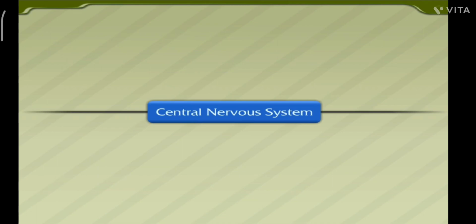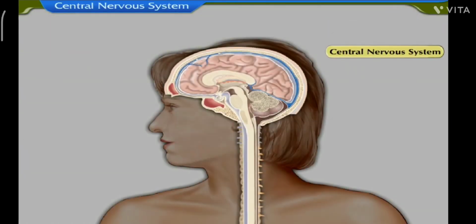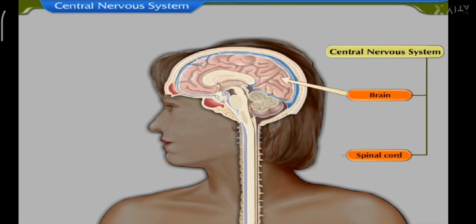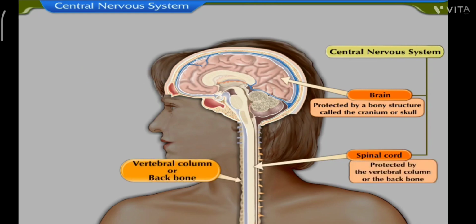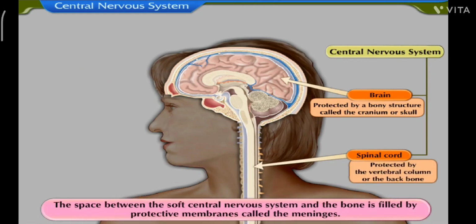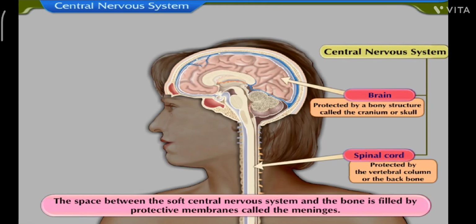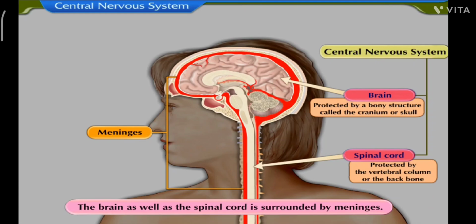Central nervous system. The central nervous system is a delicate structure composed of the brain and the spinal cord. The brain is protected by a bony structure called the cranium or skull, while the spinal cord is protected by the vertebral column or the backbone. The space between the soft central nervous system and the bone is filled by protective membranes called meninges. The brain as well as the spinal cord is surrounded by these membranes.